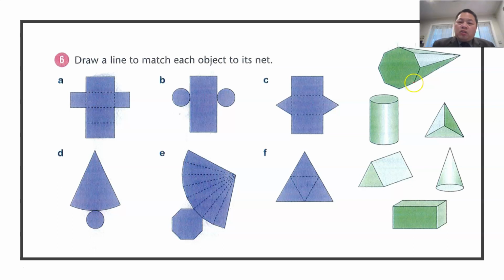So this is an octagonal base pyramid. This is a cylinder. This is a triangular base pyramid. This is a triangular prism, a triangular base prism. This is a cone. This is a rectangular prism, right?